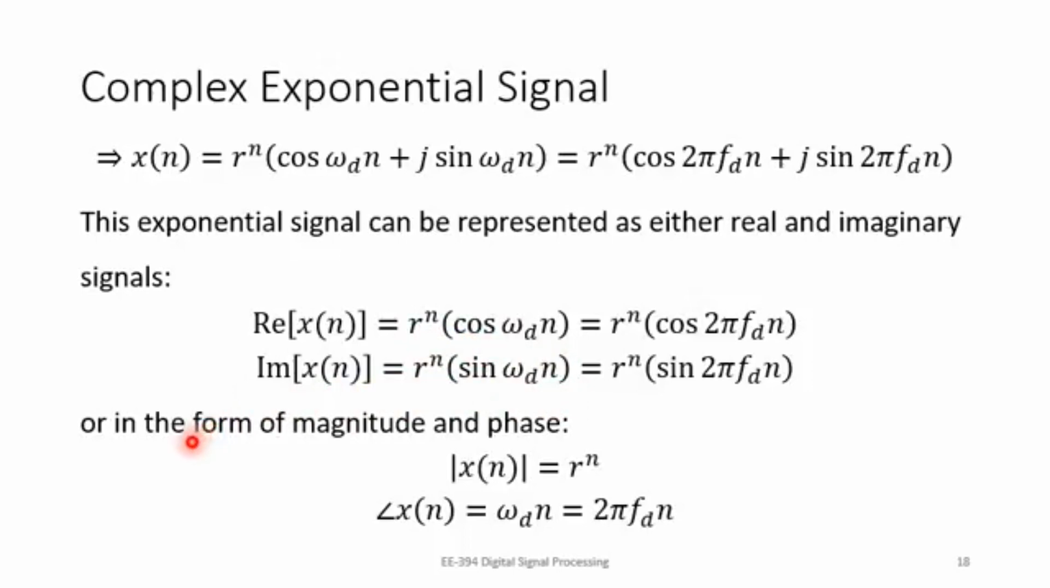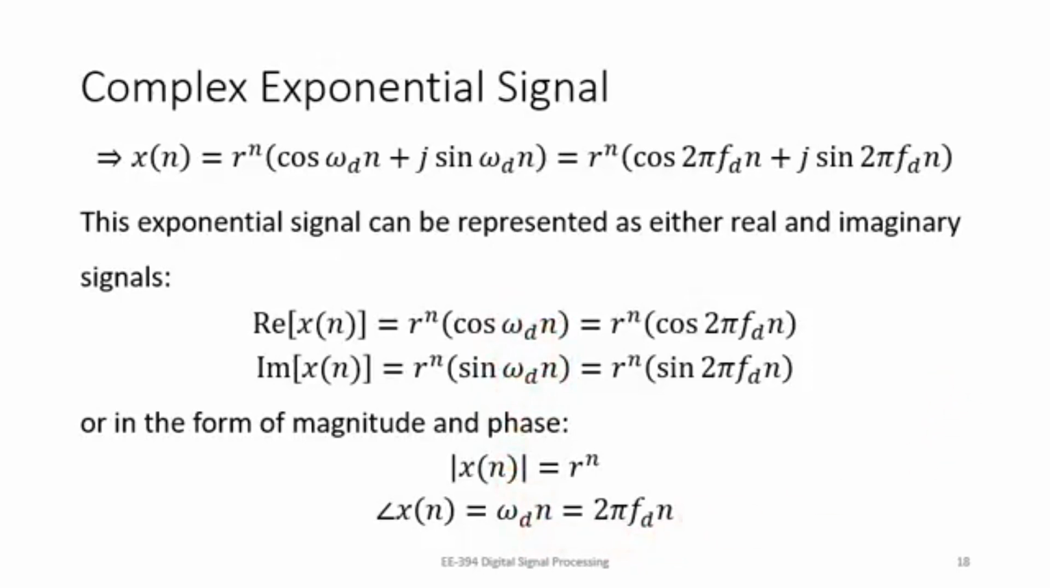Or you can represent the complex exponential in the form of magnitude and phase. Rather than the Cartesian format, we can go to a polar format where we would like to see the magnitude and the phase. So in that case, if we take the mod of xn, we end up with r raised to power n, because cos square theta plus sine square theta gives you 1 and you are left with r raised to power n. So this is the magnitude. This will be very similar to the real exponential, and the phase will be represented by the argument of sine and cos, which is omega dn or 2 pi fd n.